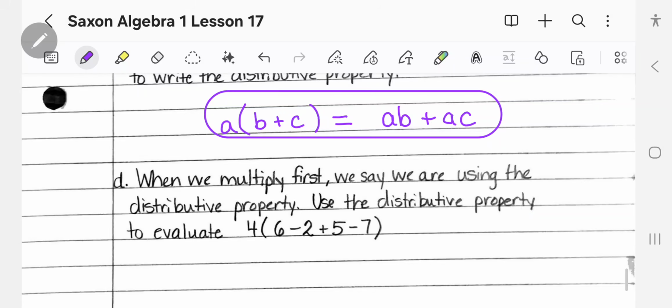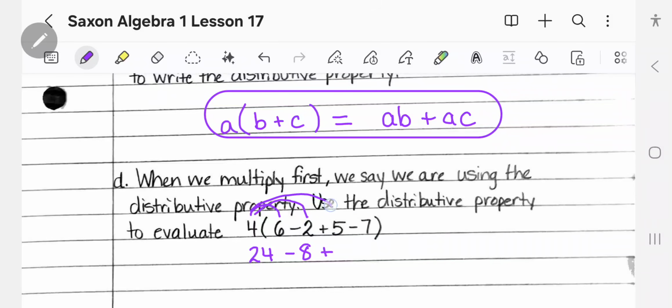D. When we multiply first, we say that we are using the distributive property, like in C. Use the distributive property to evaluate this, okay? If they didn't say use the distributive property, I would just simplify that and then multiply by 4. But since they want us to do it, let's do it that way. 4 times 6 is going to be 24. Bring down the minus sign. 4 times 2 is 8.